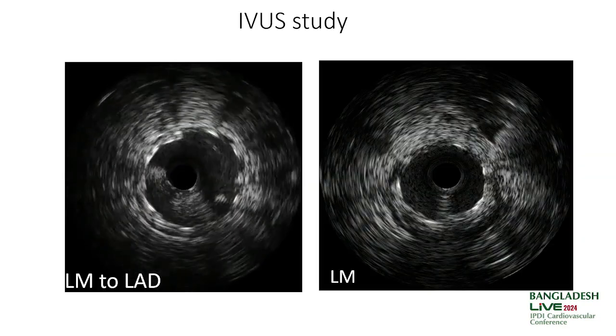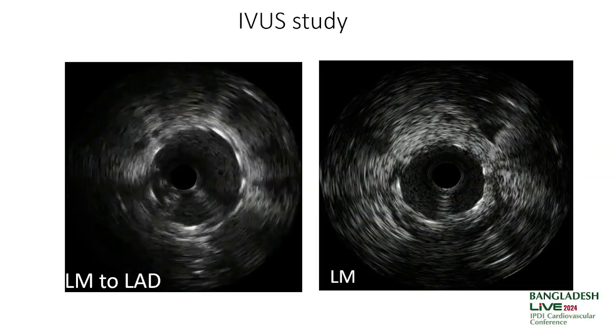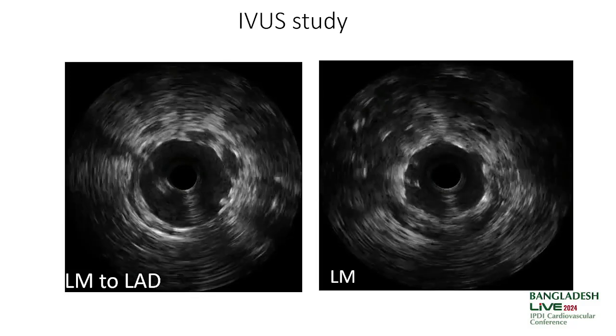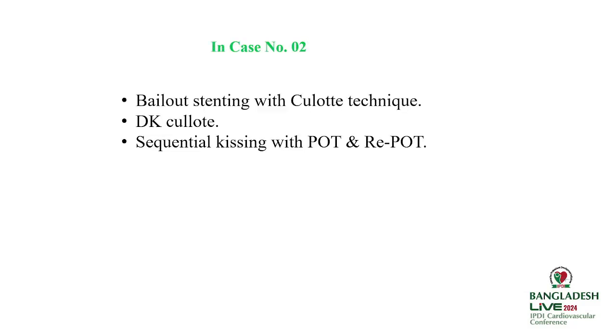I have done an IVUS for this patient, showing well apposed left main and LAD. So in the second case, it was bailout stenting with Culotte. It is the DK Culotte, with sequential kissing, POT done and re-POT done.